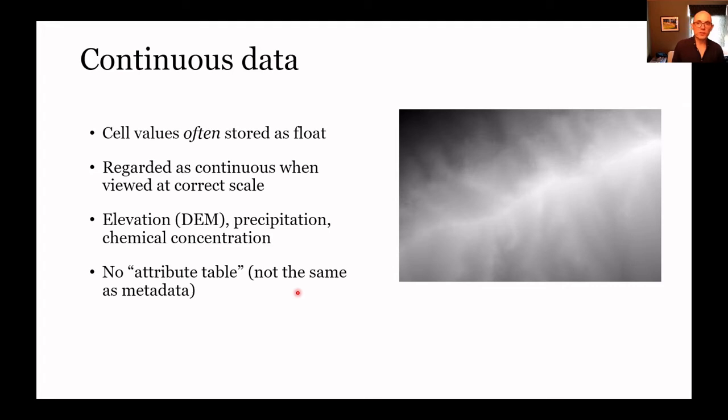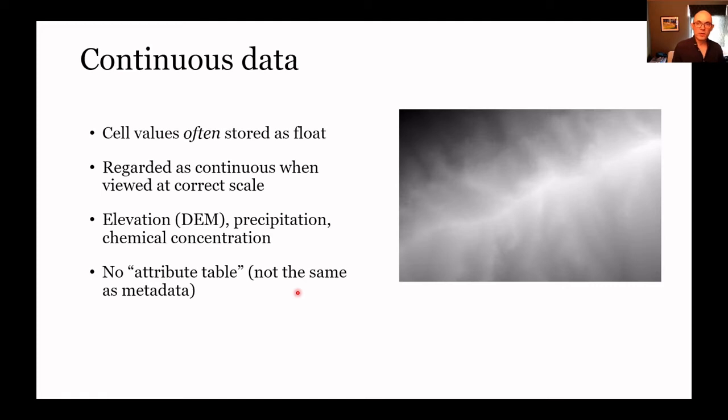When we get to continuous data, this is continuous data. This is another form of continuous data. Previously we looked at an aerial photograph with colors, and now we're looking at a grayscale image, and this is an elevation model, a digital elevation model. But we can use this type of raster for other things, precipitation or chemical concentrations, anything that we think would vary continuously across some form of surface.